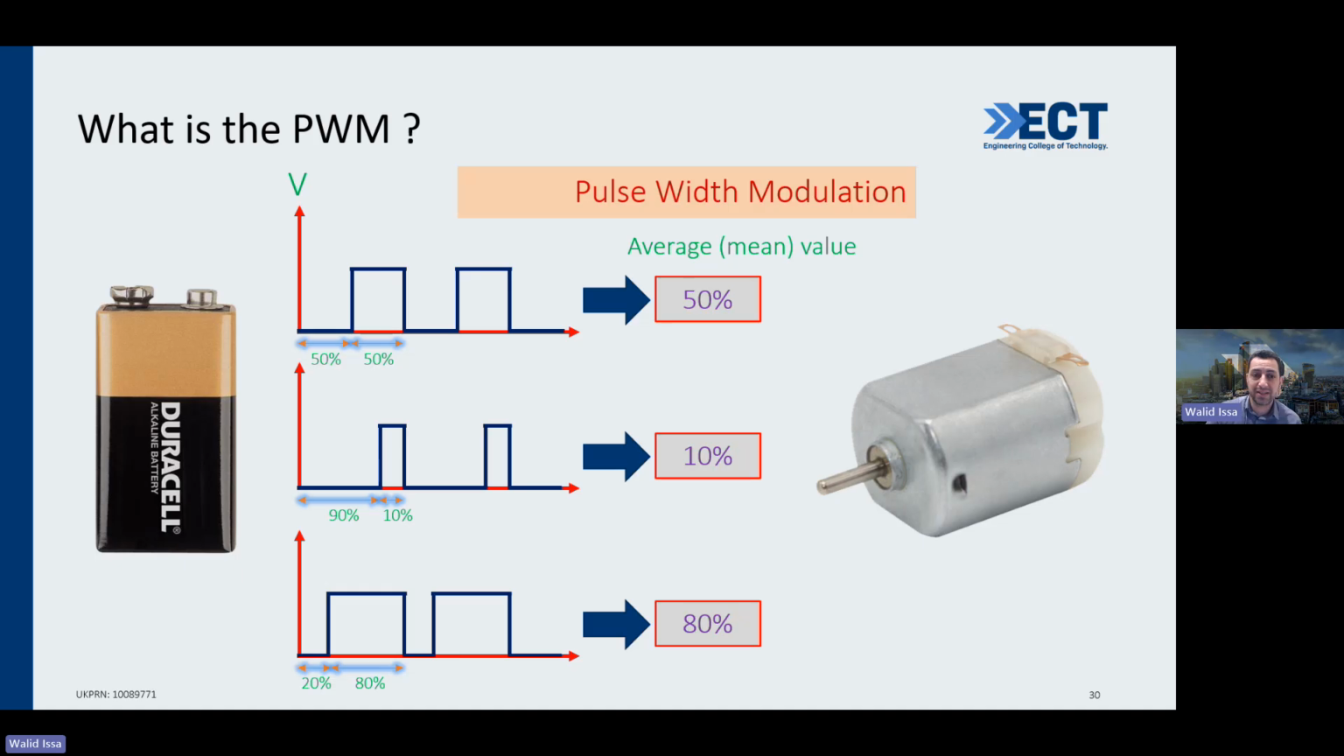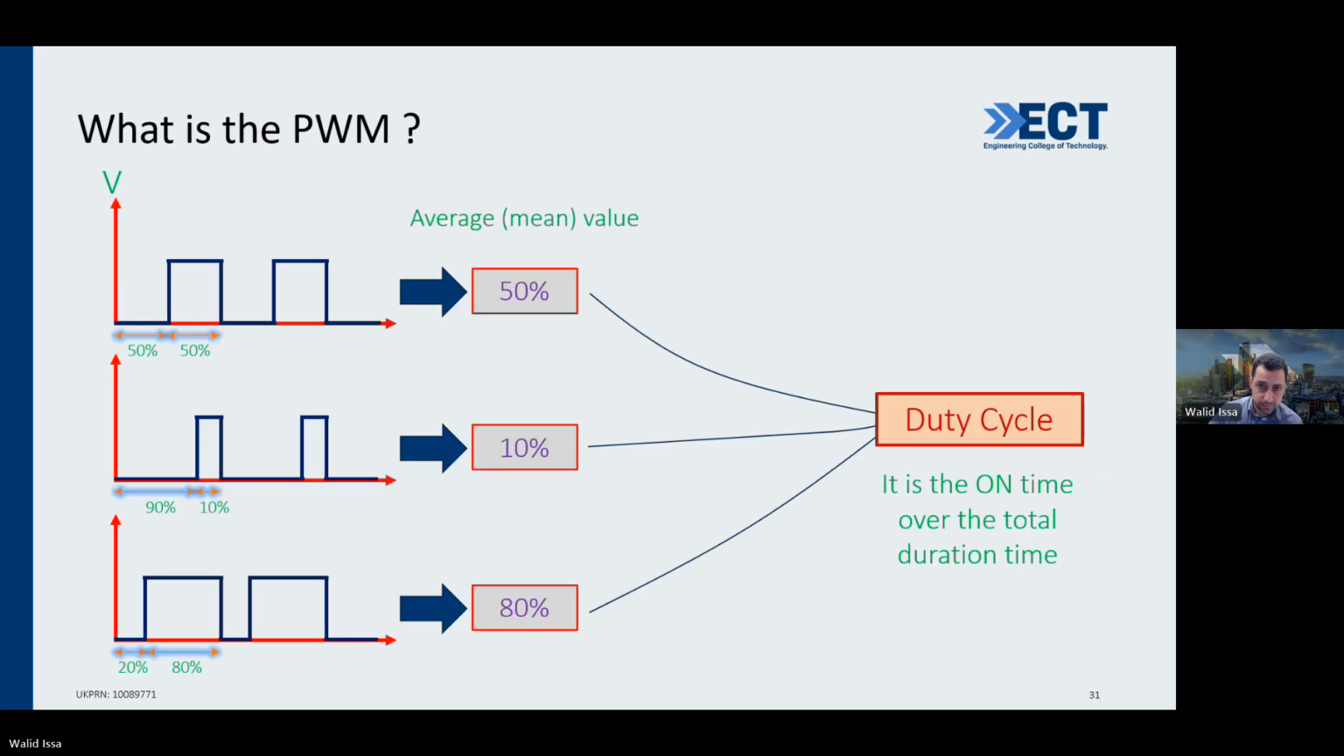So my motor will run at half speed. If I cut it 10% on and 90% off, it will run at 10% of speed. And if I run it 80% on, 20% off, that means it's running at 80% speed. Okay, so this is the pulse width modulation, and this percentage is called the duty cycle.